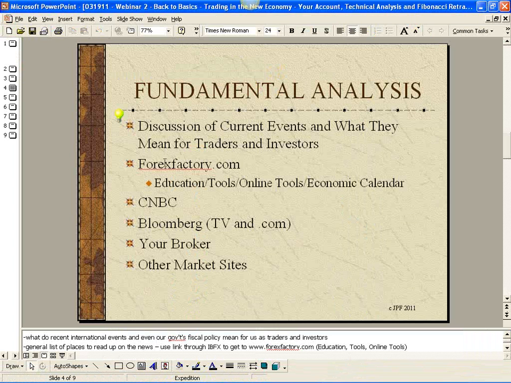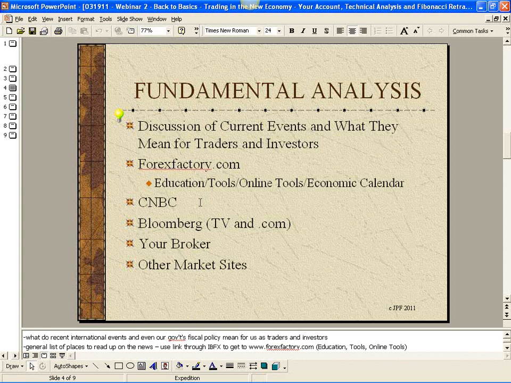So aside from Forex Factory, you can turn on CNBC, and any of the indicators that I just talked about, CPI, initial claims, retail sales, CNBC will be talking about them as they come out. So you don't have to stare at the computer screen.